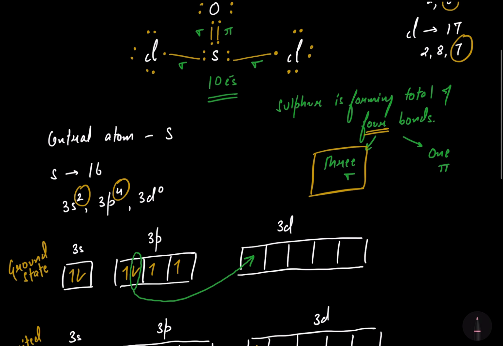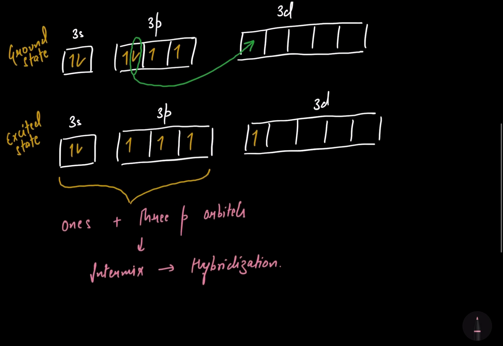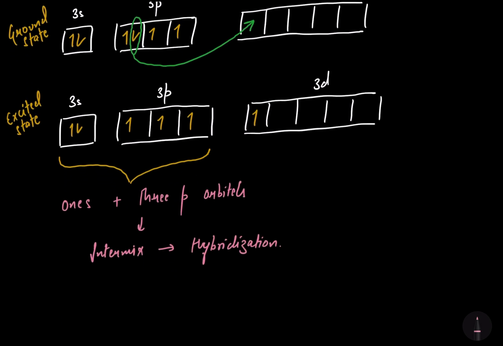Let me write this thing. Hybrid orbitals only form sigma bonds. So here we are having a total of 3 sigma bonds. That's why we have taken the 3 orbitals of the 3p subshell having 1 electron each for the formation of 3 sigma bonds, and the 2 electrons of 3s will be considered as the lone pair.